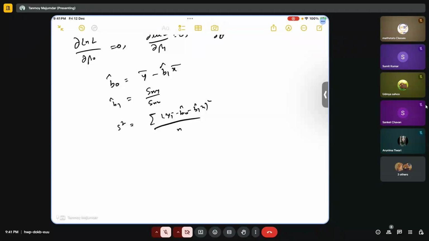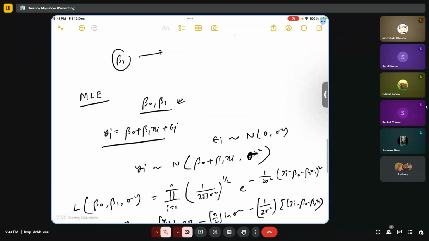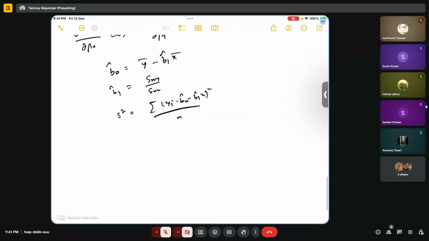So actually, when we consider the MLE of beta naught, beta 1, sigma square, we get that the least square estimates or OLS estimates and the MLE of beta naught and beta 1 are identical. But the difference is where? In the sigma square term.